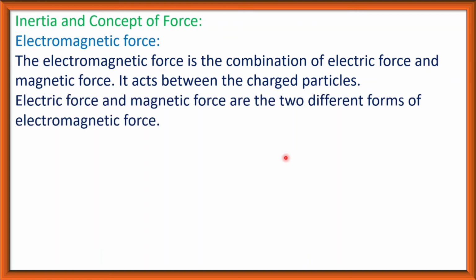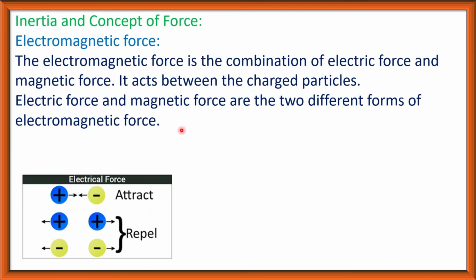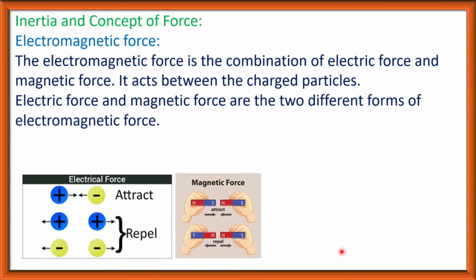Electric force and magnetic force are two different forms of electromagnetic force. Here, positive and negative charges attract each other, positive charges repel each other, and negative charges repel each other. And here, the north pole and south pole of magnets attract each other, but north pole and north pole repel each other.